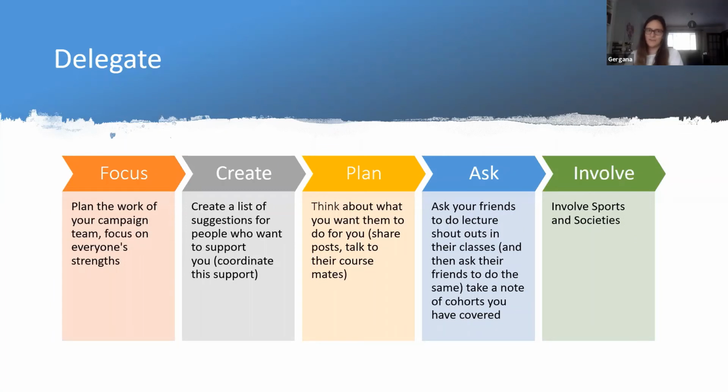Bradley will talk about that more, but again, just a reminder: delegate and plan the work of your campaign teams. Focus on everyone's strengths. You are allowed to use their strengths. You are allowed to ask your friend who is better at writing to have a look at your manifesto, maybe add finishing touches, or for someone to help you with your poster, or for your friend who is good at putting a video together to help you do that. That's absolutely fine.